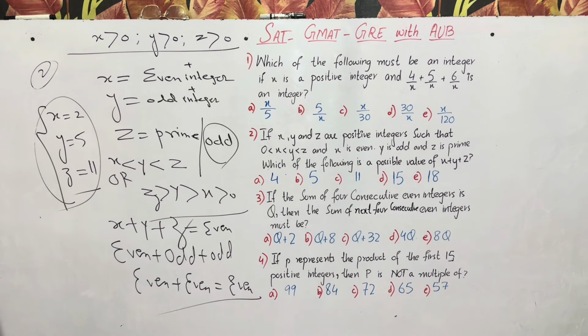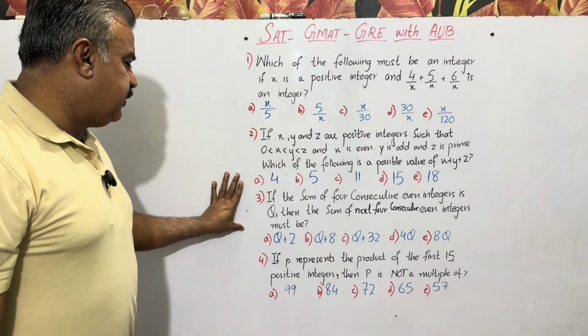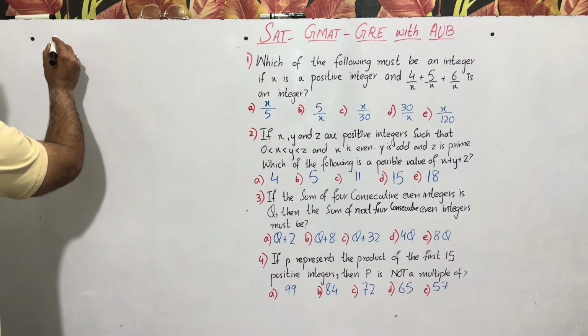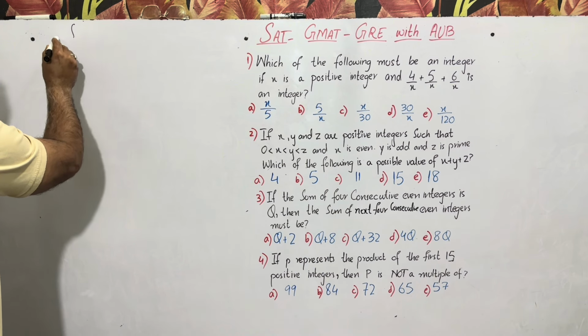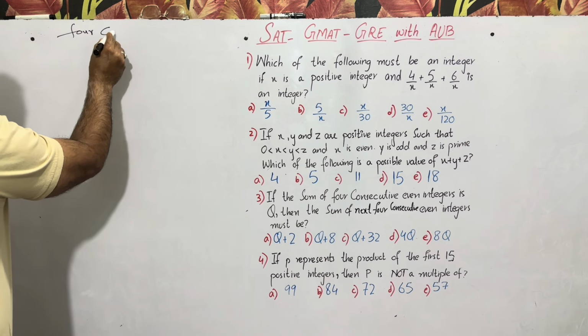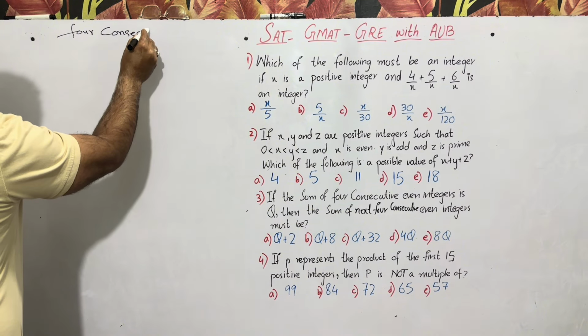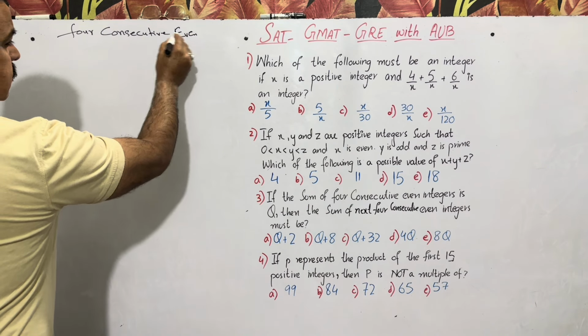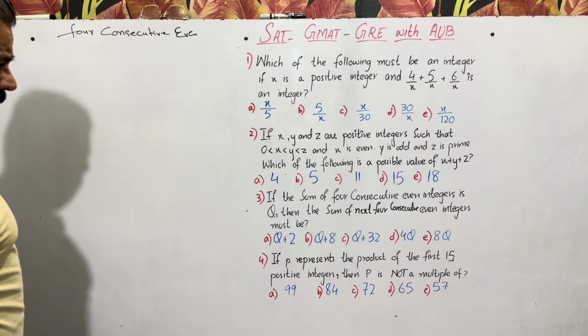Moving towards the next question. It reads: if the sum of 4 consecutive even integers is q, then the sum of the next 4 consecutive even integers must be. We have been given that the sum of 4 consecutive even integers is q. It's very safe to assume that they are 4 consecutive even integers. Am I right?